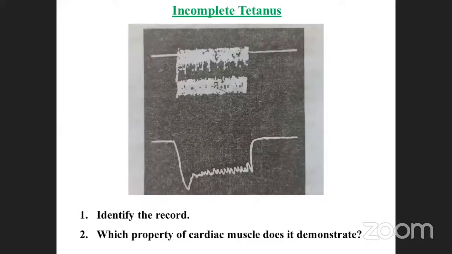Identify the graph, identify the record. The given graph is a beneficial effect, which shows the long refractory period in case of the cardiac muscle. Which property of the cardiac muscle does it demonstrate? Long refractory period in cardiac muscle. There may be chances of change in these questions. If there is a change, we will inform you along with your answers. Is it clear?